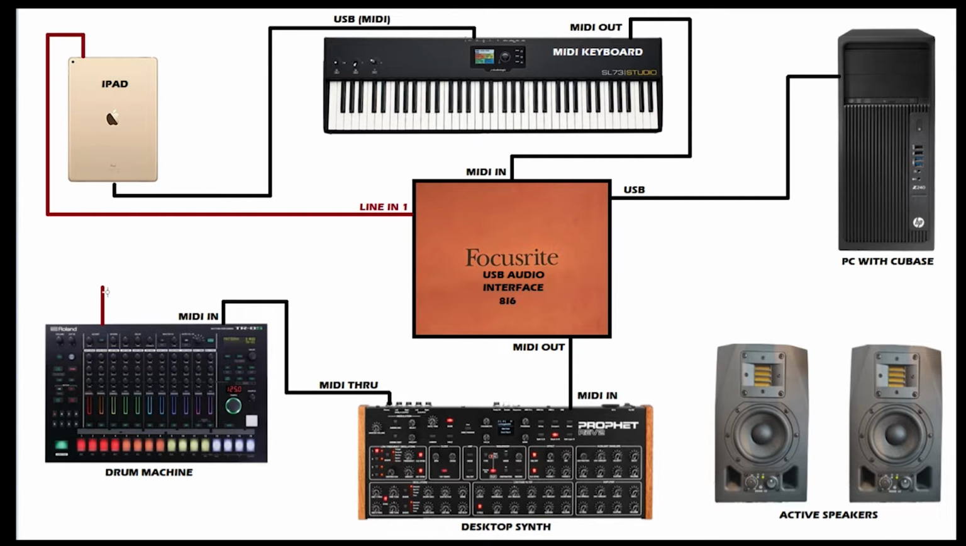Next, we're connecting up the audio left and audio right output from the drum machine into the USB interface, audio in left and right 5 and 6. And finally connecting up the audio output left and right from the Prophet Rev2 into the audio input left and right, or 3 and 4, on the audio interface.